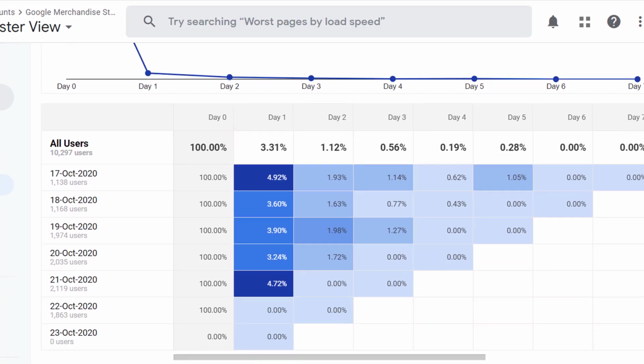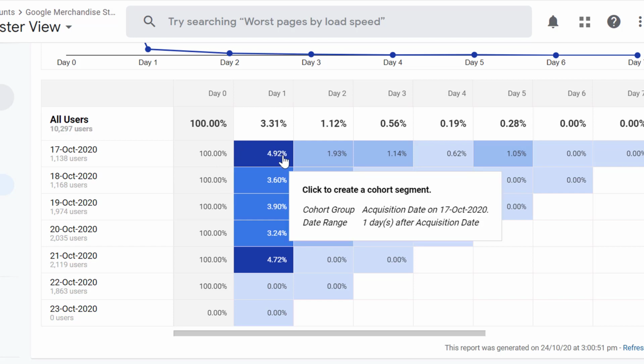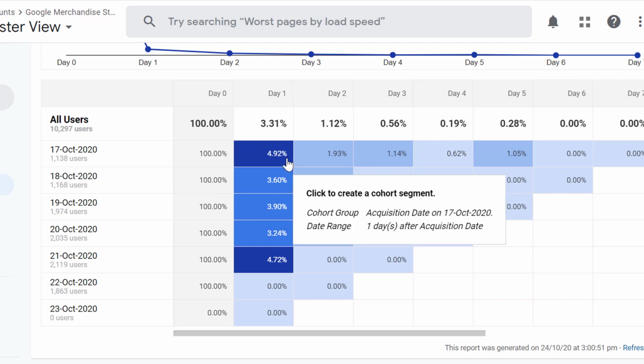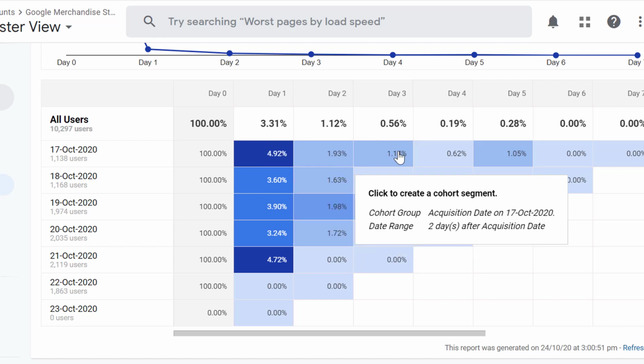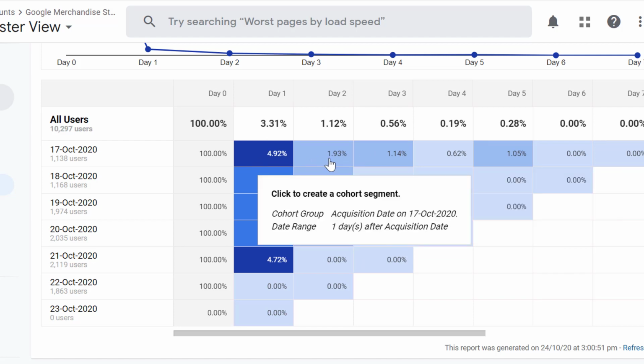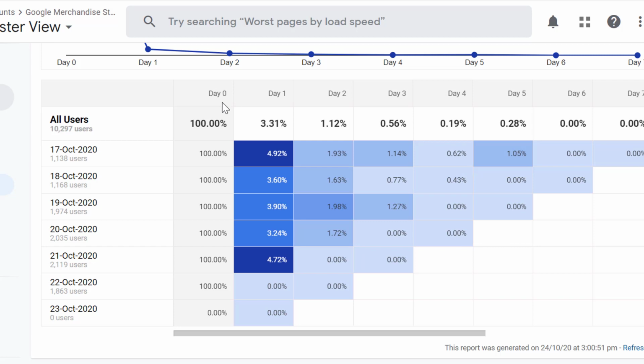Now we are going to see how this report has been made in a particular Excel sheet. As you can see, there are various dates coming over here. On 17th of October, 100% of the people came onto this website, out of which on 18th, which is day 1, 4.92 revisited this website, and then on day 2, 1.93, and then day 3, 1.14. So this number would keep deteriorating. Of course it would, but it is telling me how many people out of those 100% who visited on these very dates came back.